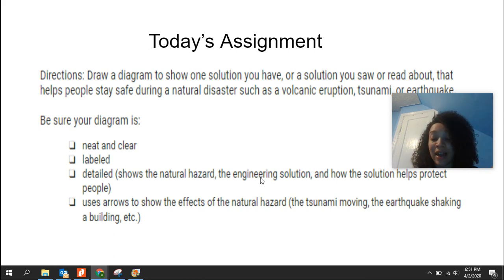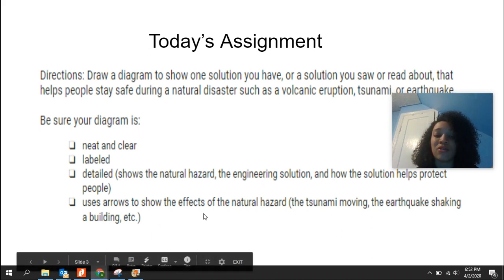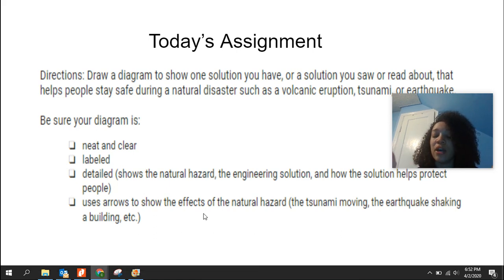So this is in the case that the natural hazard is already happening. We've talked about, I know some friends were talking about, how you can prevent it and be ready for it, right? But now it's actually happening. So what can we do now that it's happening? How can we adapt so that when it does happen, those people will be safe? You're going to do this by showing arrows to show the effect of the natural hazard. With the tsunami, you show the water moving with arrows, or the earthquake is shaking, you could put arrows in and out to show it's moving, or the building shaking.